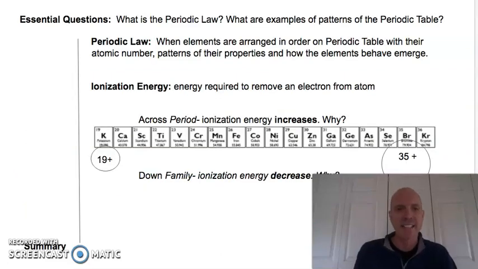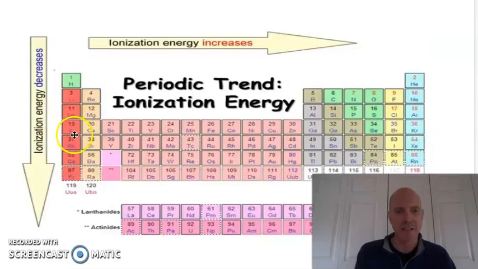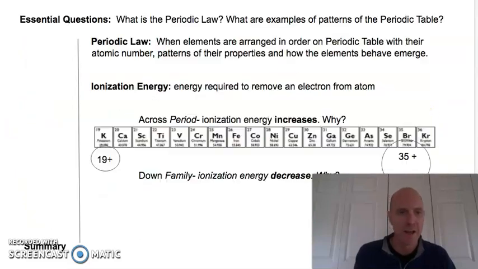And so ionization energy, here's what it is. It's the energy required to remove an electron from an atom. And so we're going to go across the periodic table here, and we call that a period. And so here's the period I've got. It starts with potassium, and it goes all the way over, okay? And so let's just look at this. I've got potassium here. It's got atomic number 19, which means it's got 19 protons in the nucleus, 19 plus charges, compared to bromine, who's got 35 plus charges.